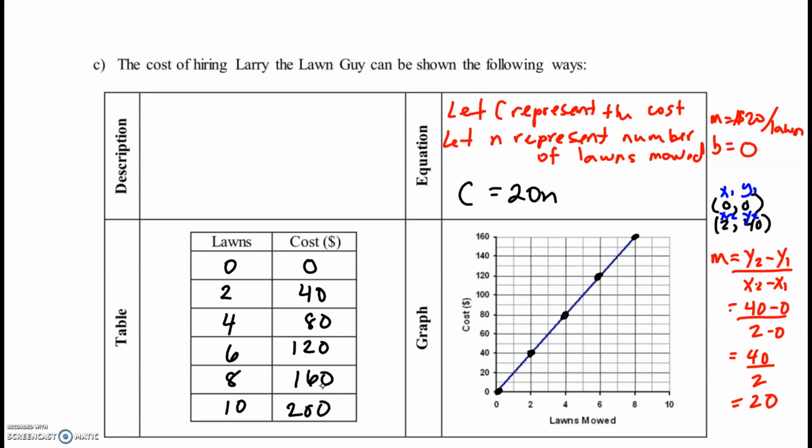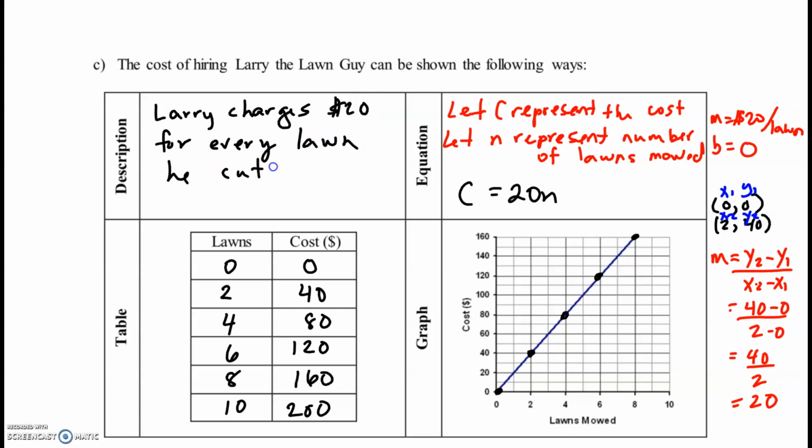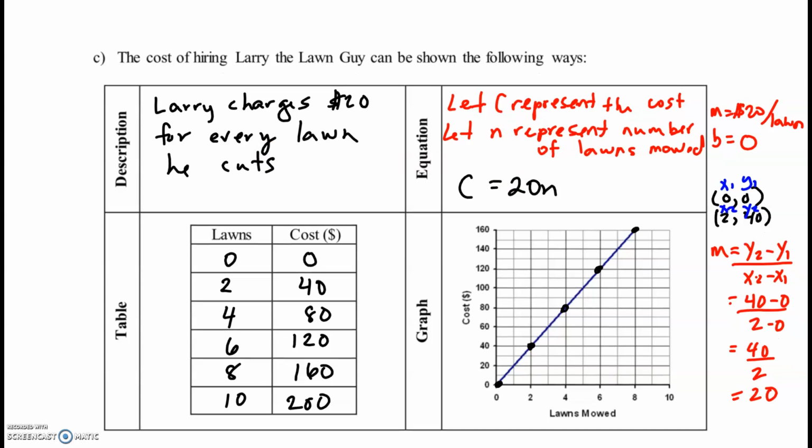Okay, and now we have to write a description. So Larry charges $20 to cut each lawn. So Larry charges $20 for every lawn he cuts. Okay, good. So from the graph, we were able to get an equation, a description, and the table. Okay, let's do our last example.